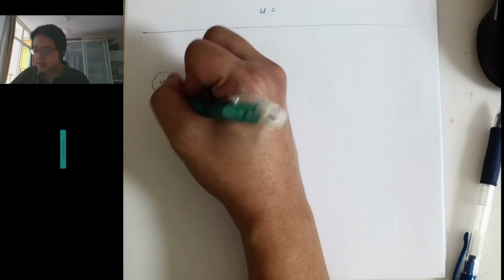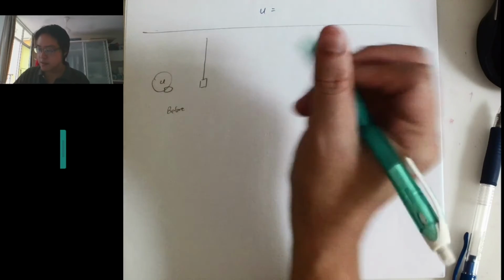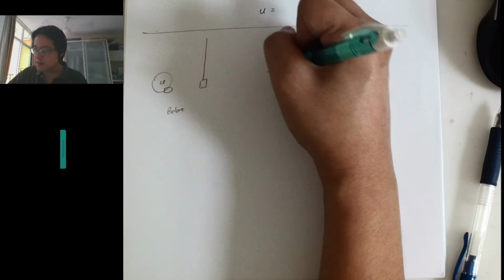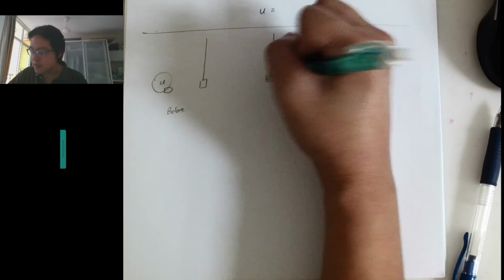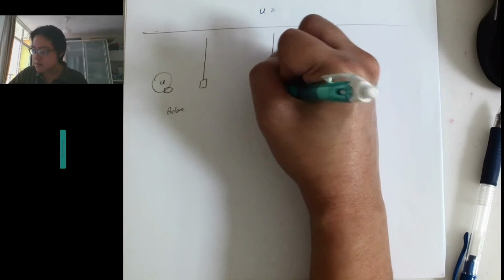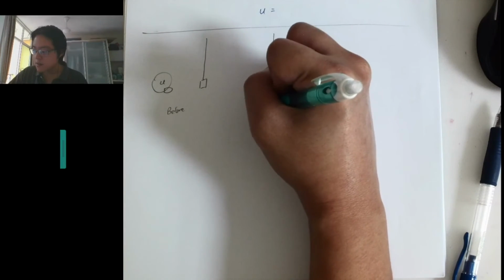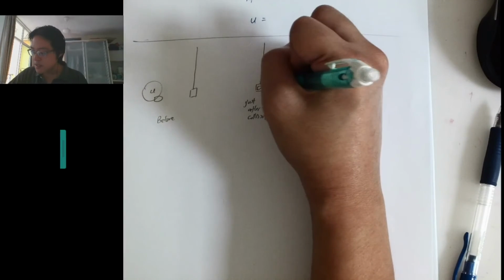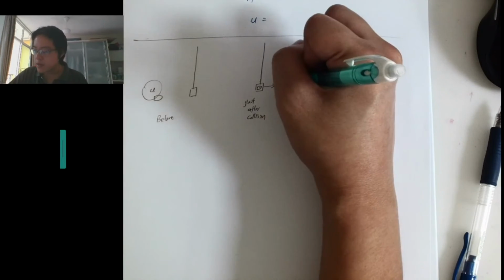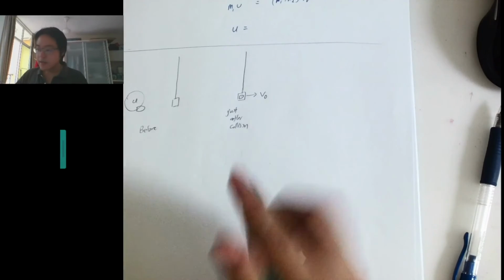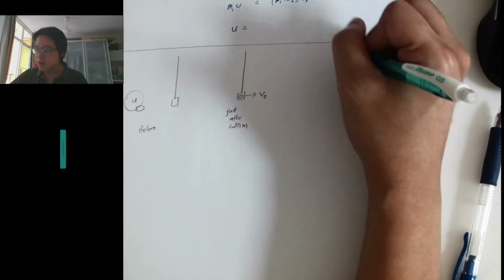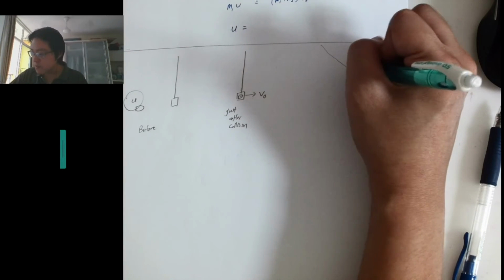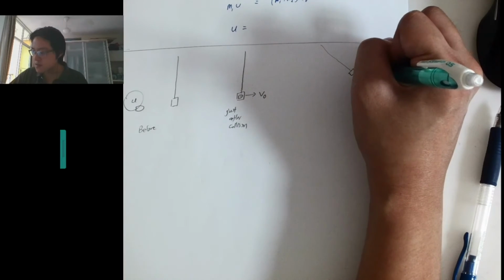This is before collision, and then after the thing hit the box, the bullet is inside. Just after collision, it will embed together and go at a speed v0, and then the question continues some more. It will swing upwards until here. So this is position 2.